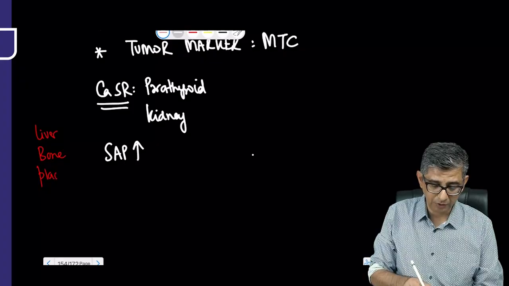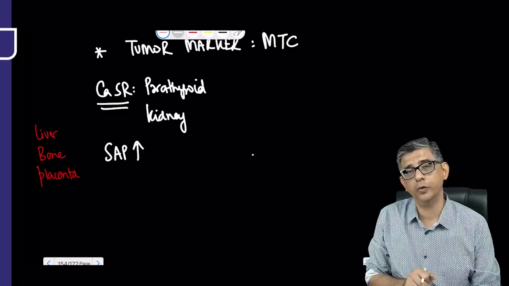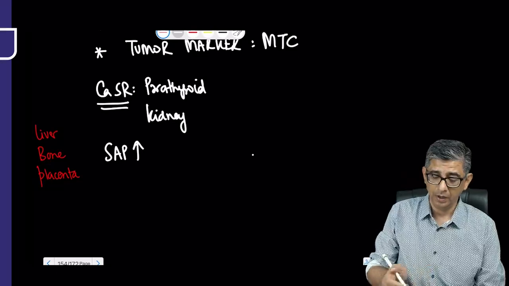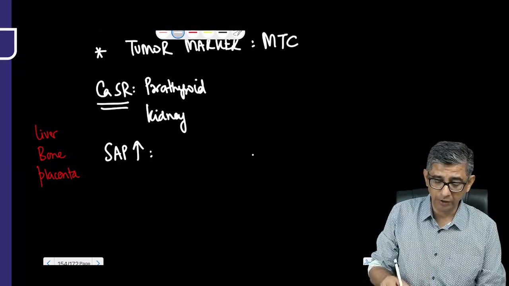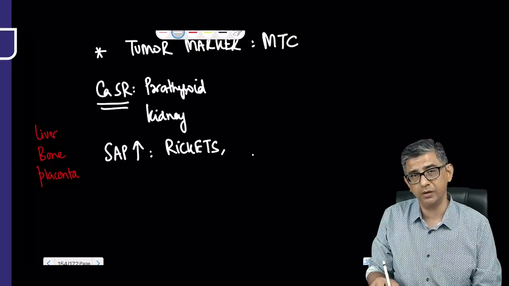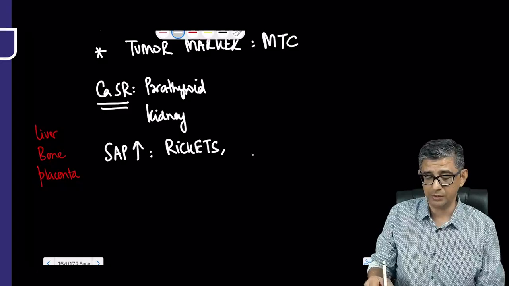And serum alkaline phosphatase is also produced by the placenta, but it does not have any diagnostic importance. Conditions in which serum alkaline phosphatase is going to be elevated in the pediatric age group include rickets, that is, nutritional rickets, though I'm going to talk about vitamin D dependent rickets type 1 and 2 as well subsequently.